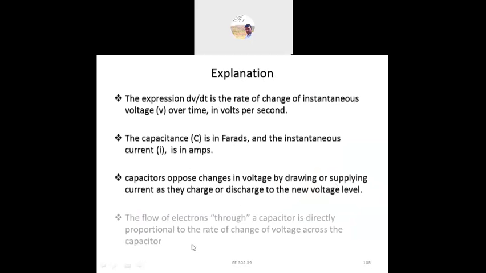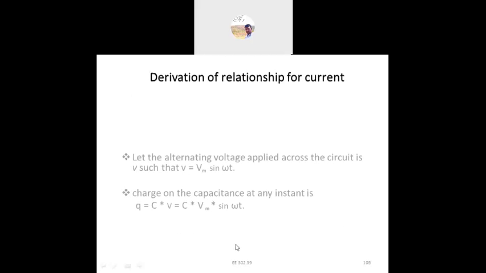The flow of current, the flow of electrons through the capacitor, is directly proportional to the rate of change of voltage across it. So that is what we have taken. For an alternating voltage supplied across the circuit, V is equal to Vm sin omega t.